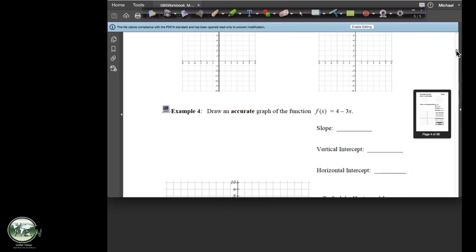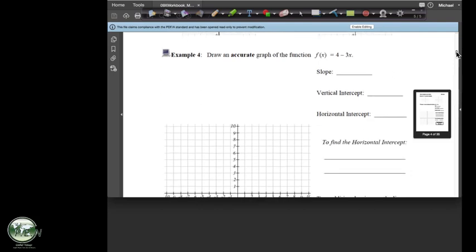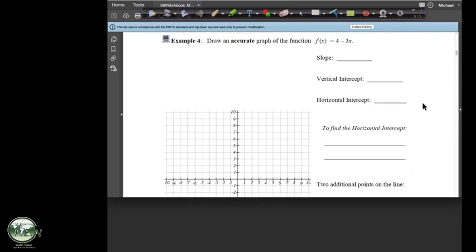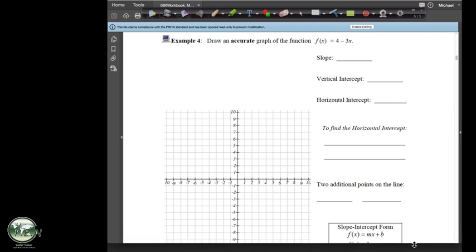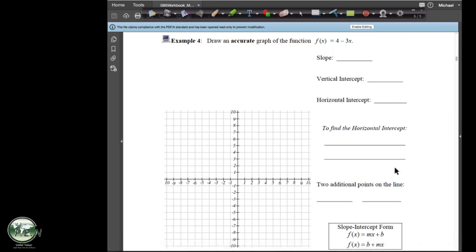We'll skip over that. Draw an accurate graph. So here's again using this. They give us a function at the top. And this is a media example, so there's another video on it, but we'll just go through this.